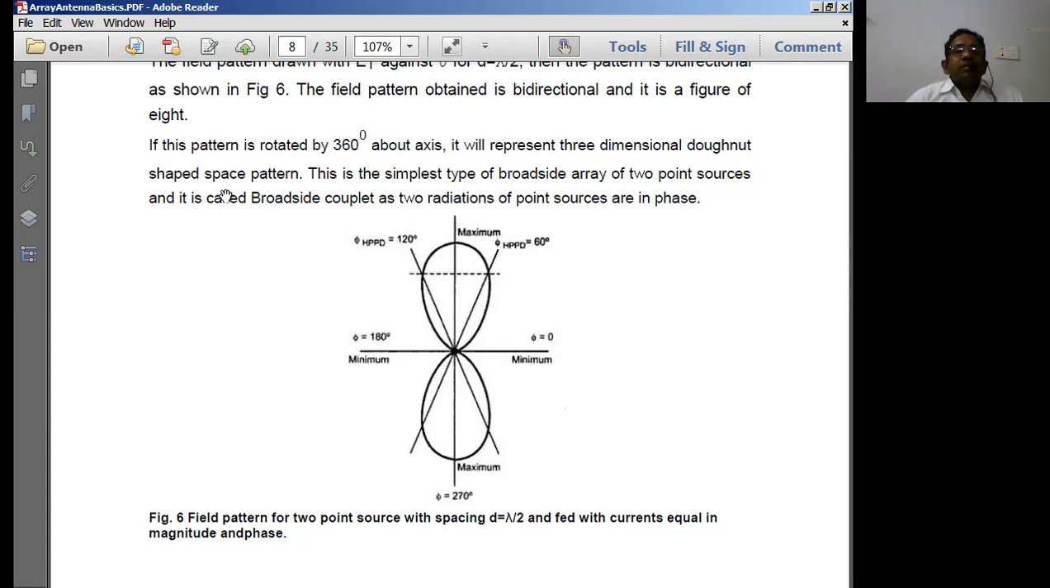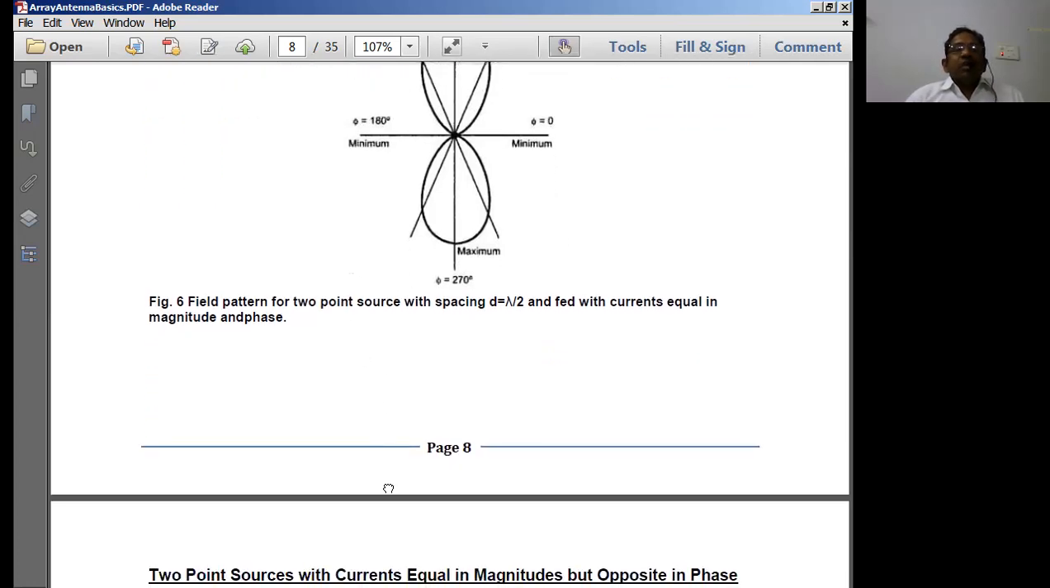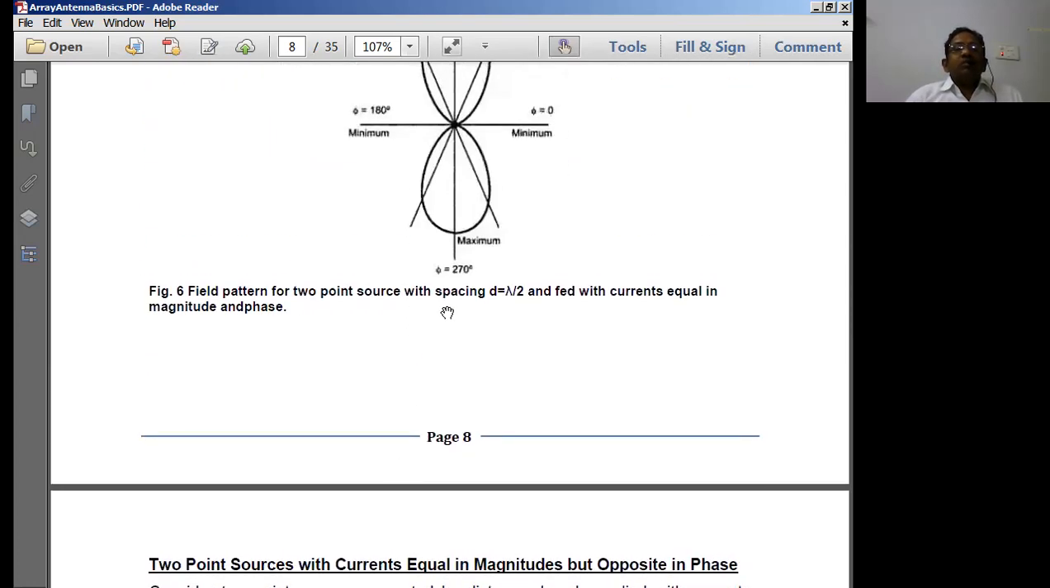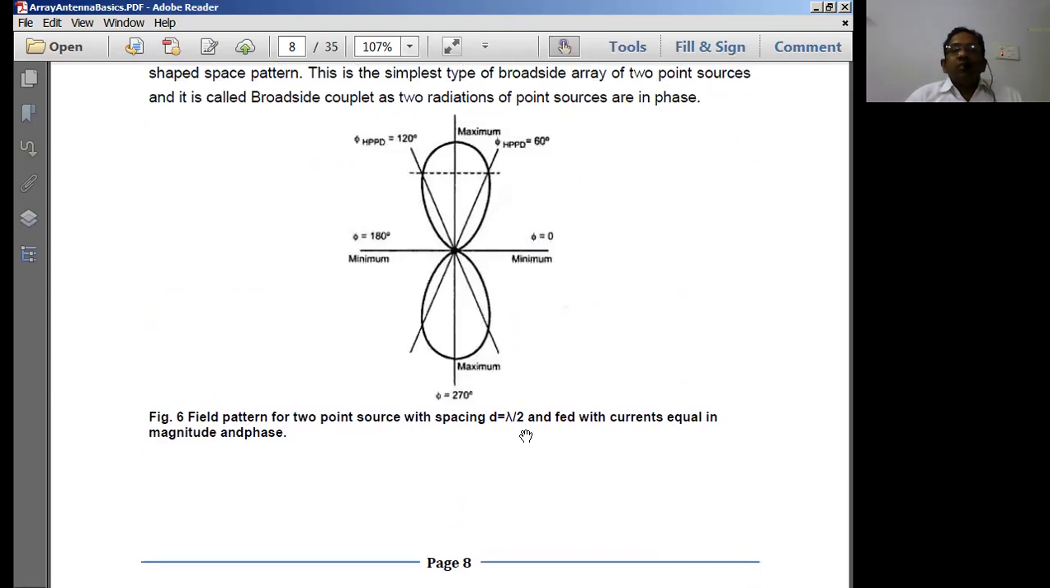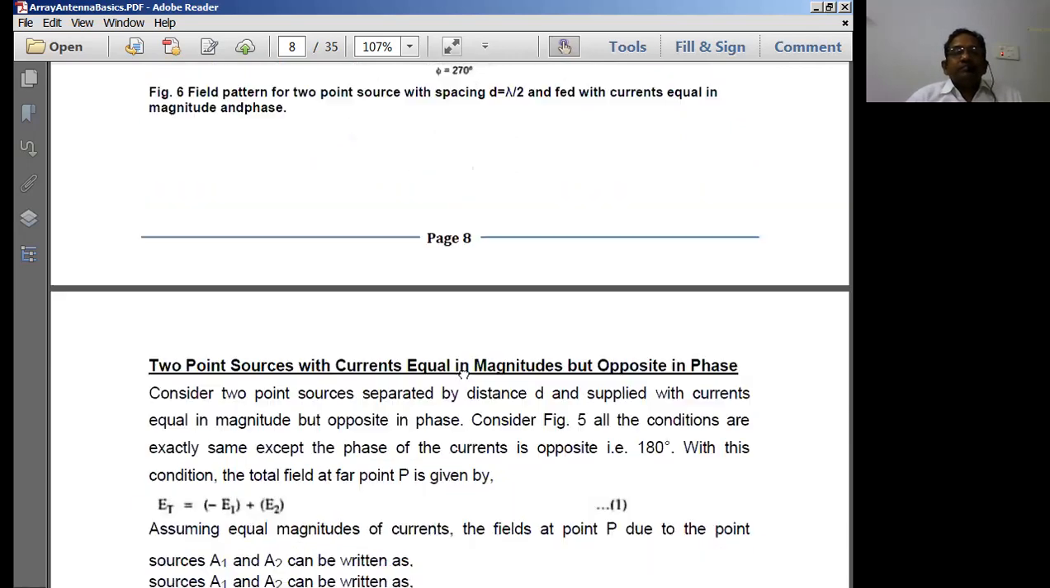donut shaped space pattern. Okay, this is actually shown in two dimensions. In three dimensions, we are going to get a donut shaped type of radiation pattern. So now the next case is going to be what? Now this one we have seen for d is equal to lambda by 2. What is d? The distance between the 2 point sources is d, which has been taken as lambda by 2. In that case, we have got this kind of radiation pattern.